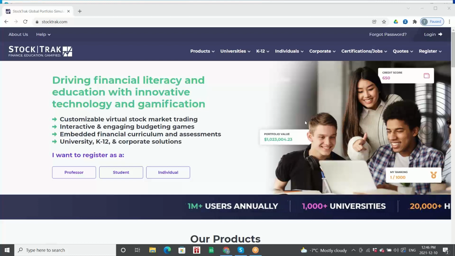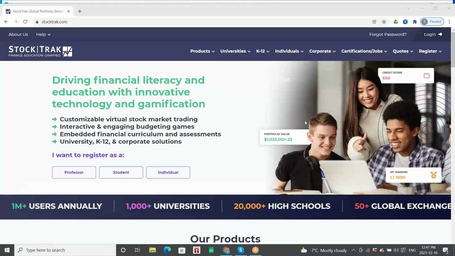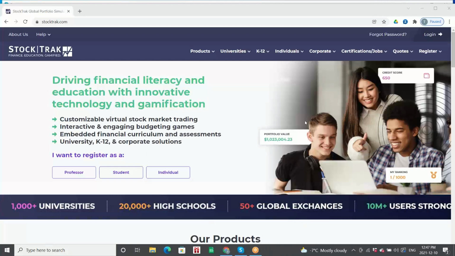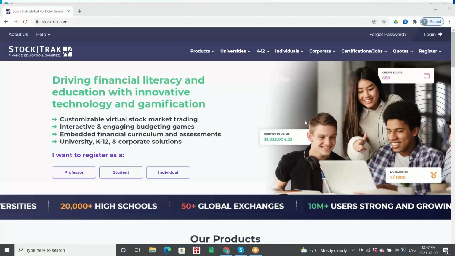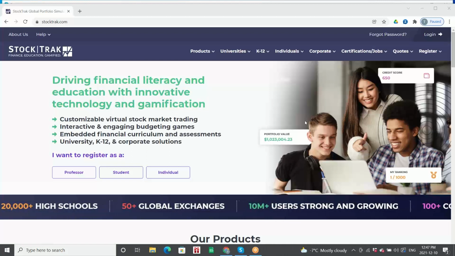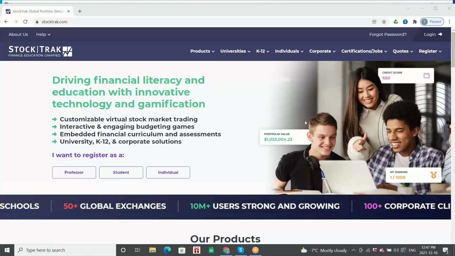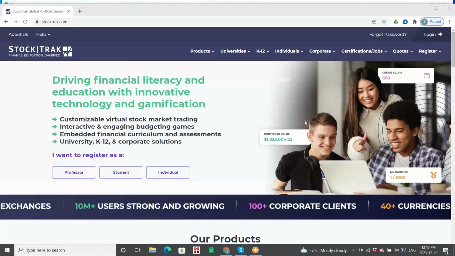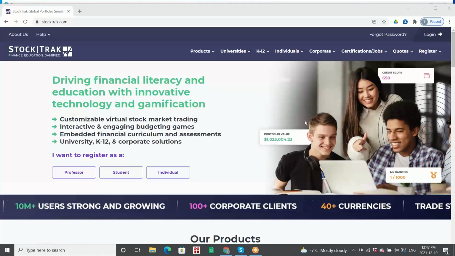StockTrak.com has been around for about 30 years now, and we're excited to say that we serve about 1,000 universities and about 20,000 high schools. That would probably be about 350,000 high school students. Our platform is a virtual trading platform that operates like a real brokerage account.